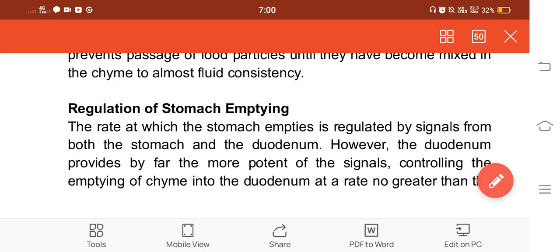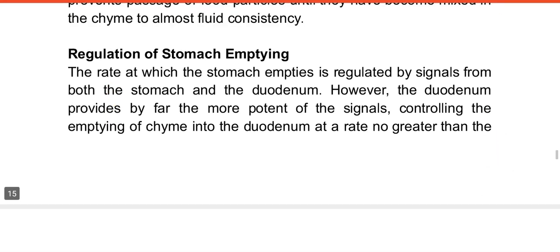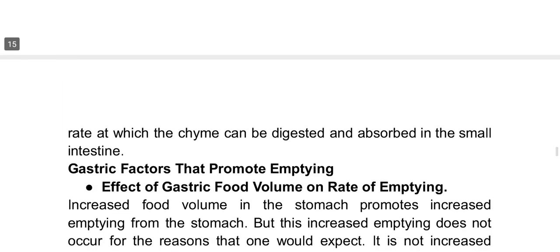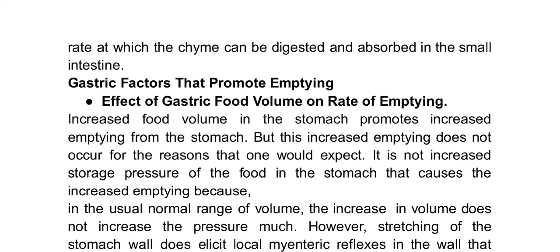So, regulation of stomach emptying. The rate at which the stomach empties is regulated by signals from both the stomach and the duodenum. However, the duodenum provides by far the more potent of the signals, controlling the emptying of chyme into the duodenum at a rate no greater than the rate at which the chyme can be digested and absorbed in the small intestine. And gastric factors that promote emptying.